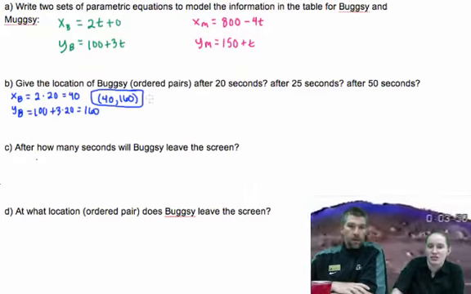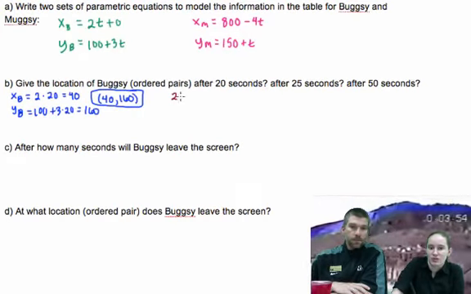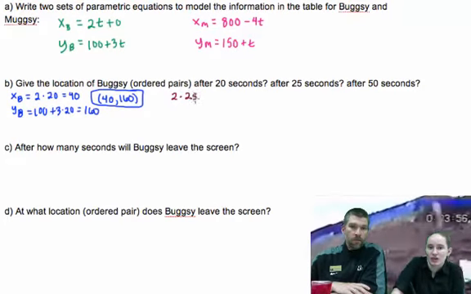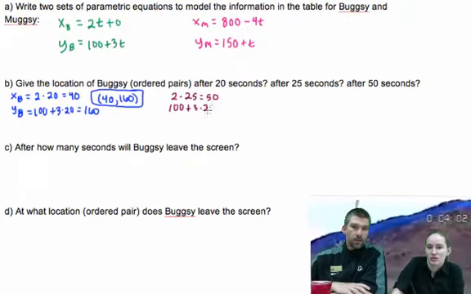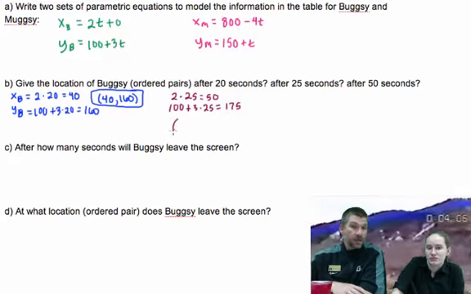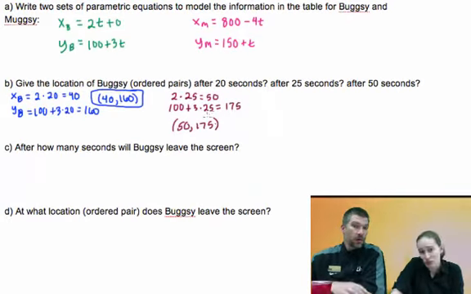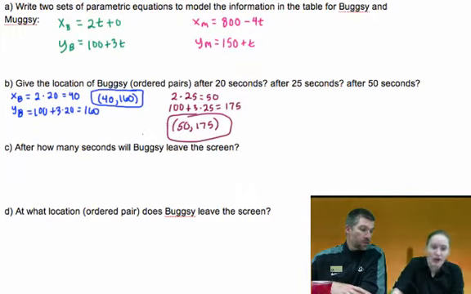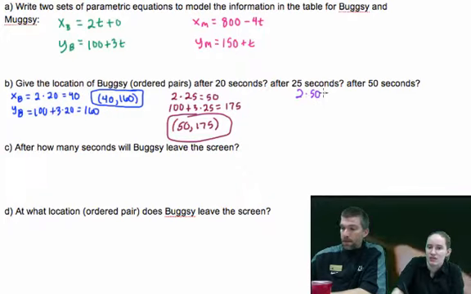And then we're just going to continue plugging in. So for 25 seconds, we just need to do 2 times 25, which is 50. And then 100 plus 3 times 25 is 175. And remember, this is an ordered pair. This is not just an x and not just a y. They go together to tell us exactly where we're located on the xy coordinate system. Absolutely. And then 50. 2 times 50 is... a hundy.